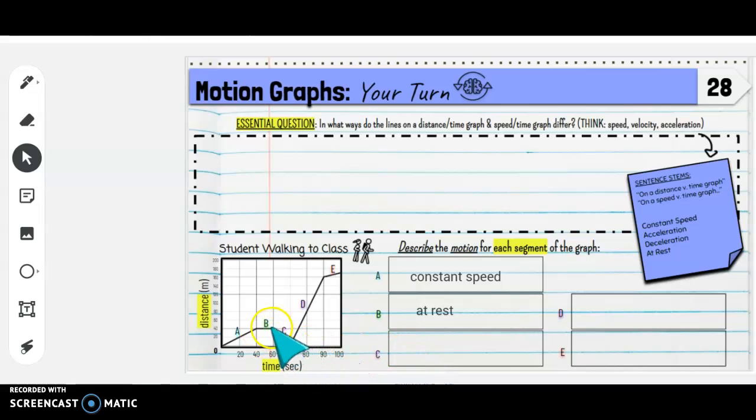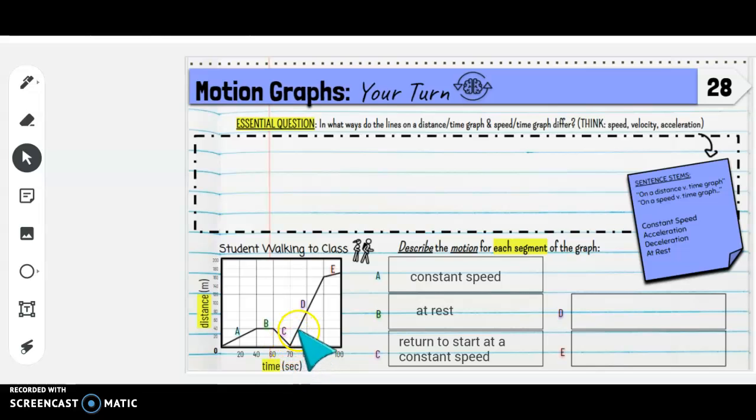For C, again, it's a straight line, but if you notice, it was at the 40-meter mark, and then it went back to 0. So that means that the student returned to the starting point at a constant speed. So I'm going to put return to start at a constant speed. So maybe they left a class, they stopped to talk to a friend, but then they realized they forgot their Chromebook charger and went back to get it.